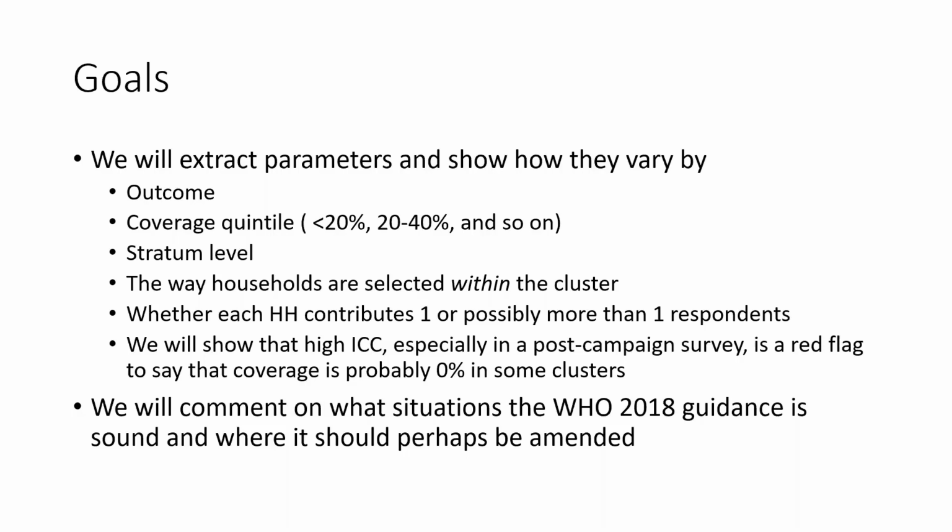We want to extract the parameters I've been talking about for the kinds of surveys I've been talking about, and then we'll stratify them and show that they vary by these different factors. They vary by outcome, by coverage, and by size of the stratum. It also makes a difference how the survey selected the household within the cluster, and whether the survey protocol was to use only one respondent per household or all of the eligible respondents in a household. Because of course, the respondents in a household are very highly correlated with each other. And we'll comment on updating basically the guidance in the 2018 manual.